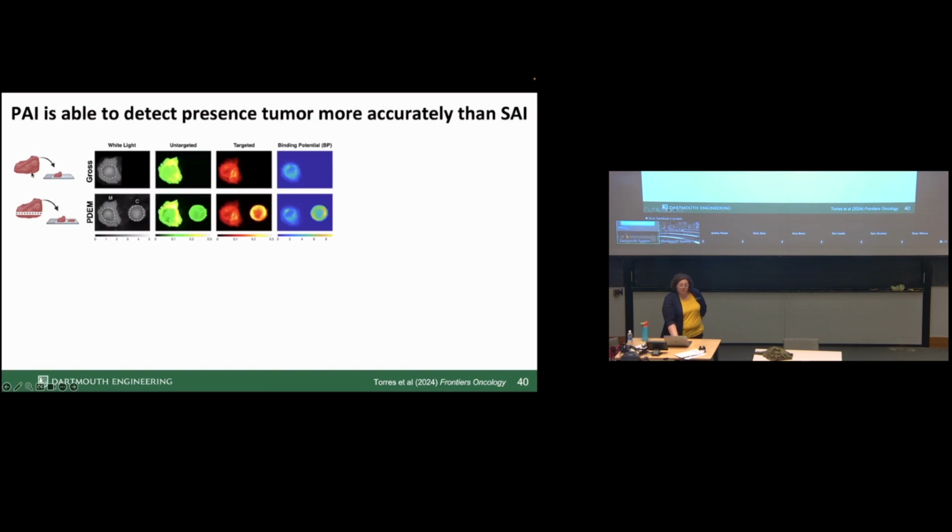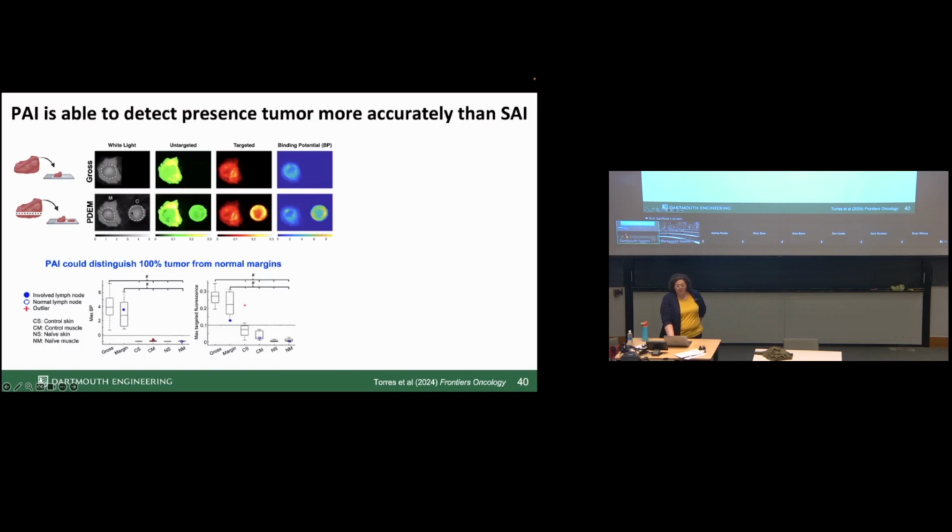So we took a bulk tumor from a mouse, we imaged it, then we cut off the margin and imaged it again. On the left here is the tumor, is the margin, and on the right here is that bulk amount that we cut off. And what we found is that paired agent imaging was actually able to 100% determine tumor from normal based on just the maximum signal that was observed.